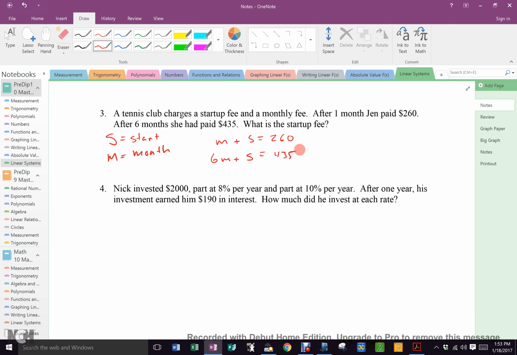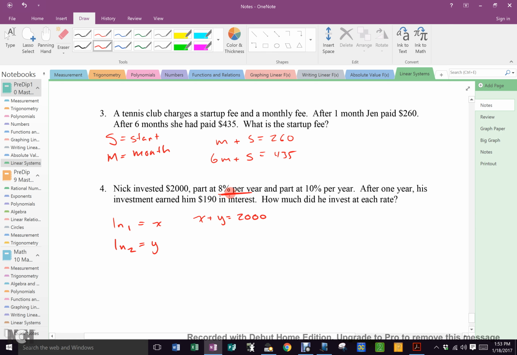Right? What about number 4? You need 2 investments, right? There's investment 1 and investment 2. You got to give them variables, right? What are you going to give them? Why not? Let's just say X and Y. What do you know? How much money did the guy put in? 2,000. So X plus Y is what? 2,000.